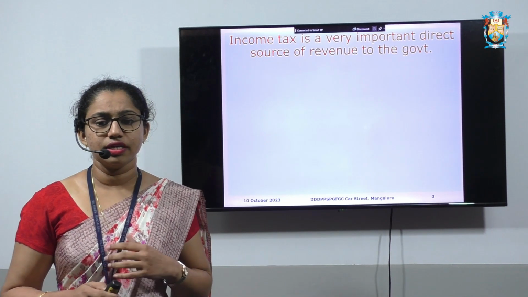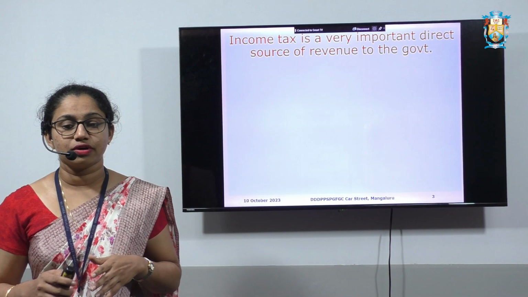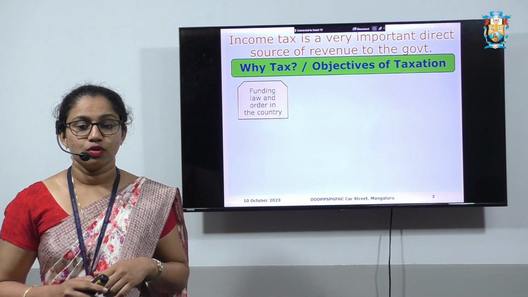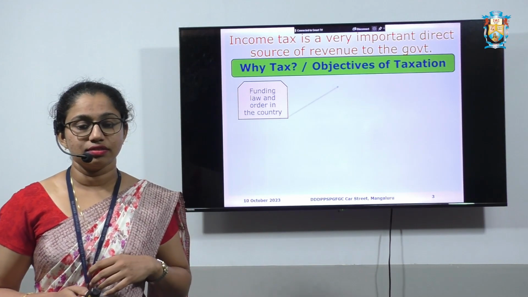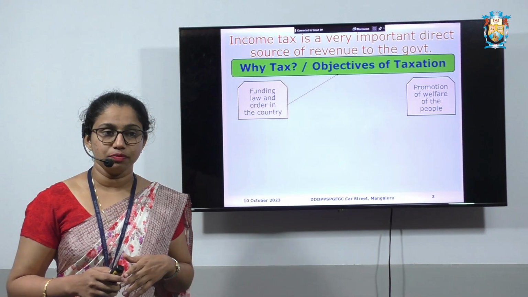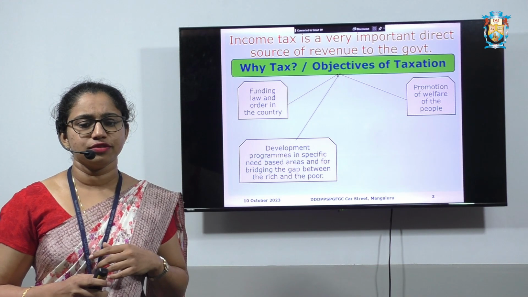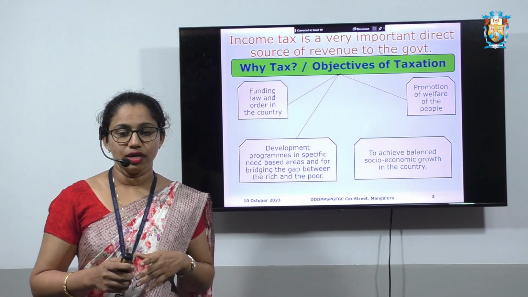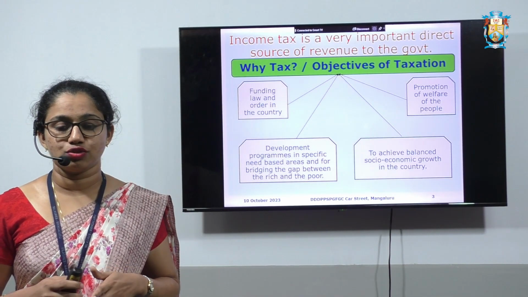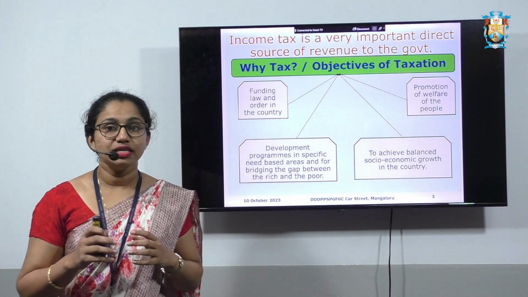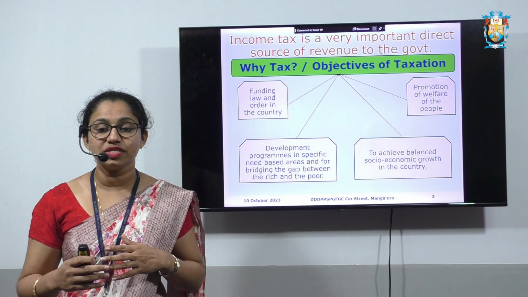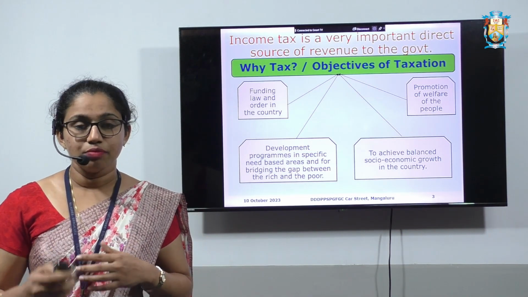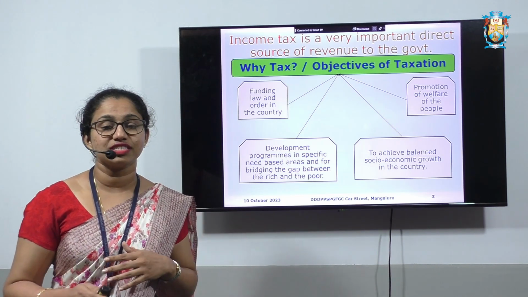The next term, income tax, is a very important direct source of revenue to the government. Why is tax collected, or what are the main objectives of taxation? One is funding law and order in the country in order to promote the welfare of the people. Next is development of programs in specific need-based areas and bridging the gap between the rich and the poor. And one more is to achieve balanced socio-economic growth in the country. Mainly, tax is collected in order to improve the economy as well as the growth of the country. These are the main objectives, and that is why the government is collecting taxes.